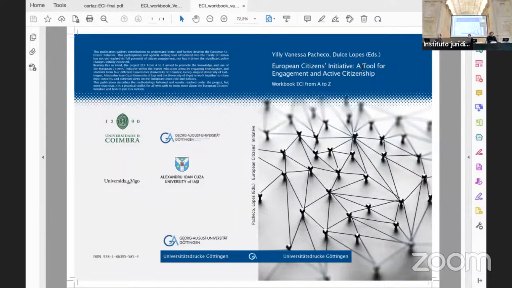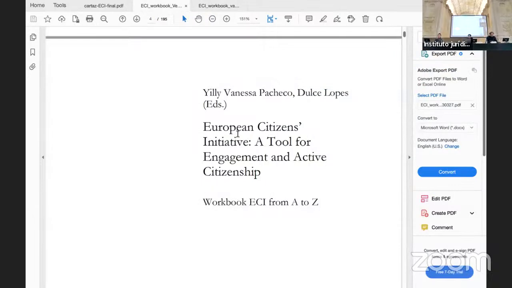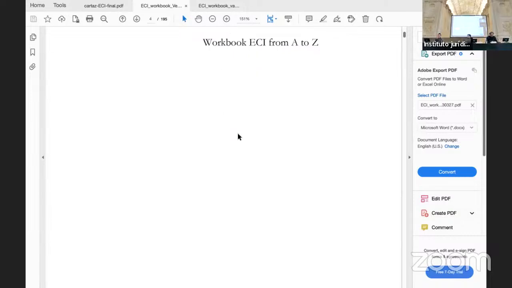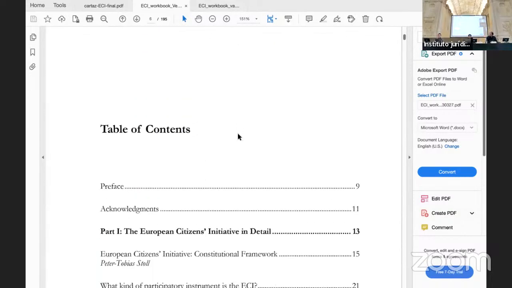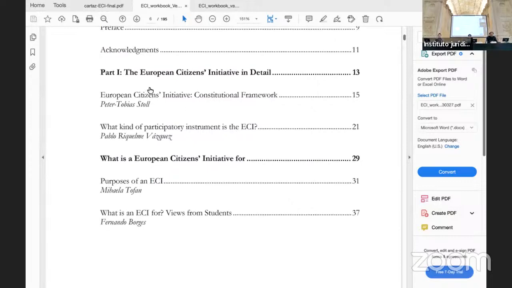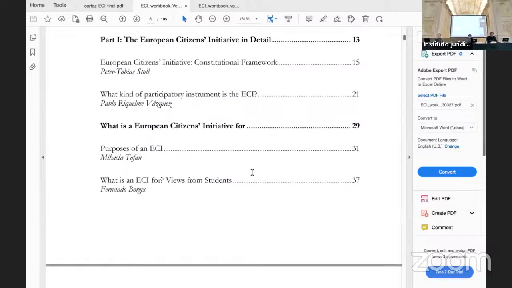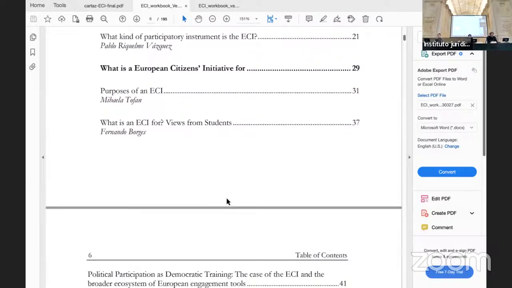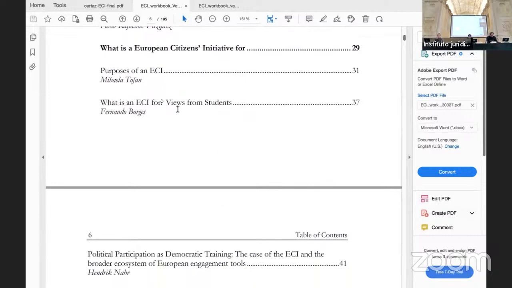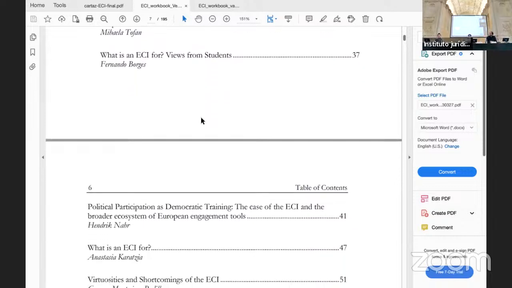That's precisely what we want to show, so that we all can use and have interesting information to make the European Citizens Initiative more accessible. So in the first part, we moved to the information about concepts and the constitutional and legal framework of the European Citizens Initiative. What is a European Citizens Initiative for? We explore the purposes of the initiative. And of course, we included as well the views of students involved in this project during these 2 years.